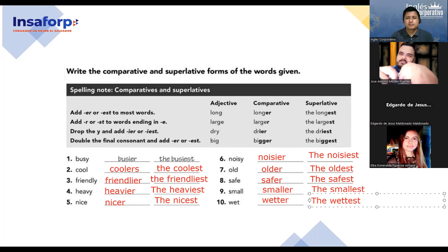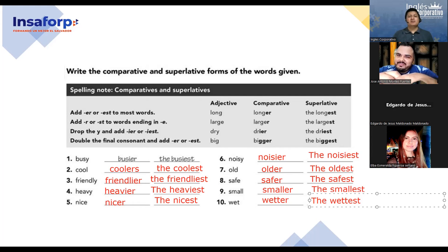My brother is plumber. My brother is? My brother is friendlier. Friendlier. My sister is friendlier.